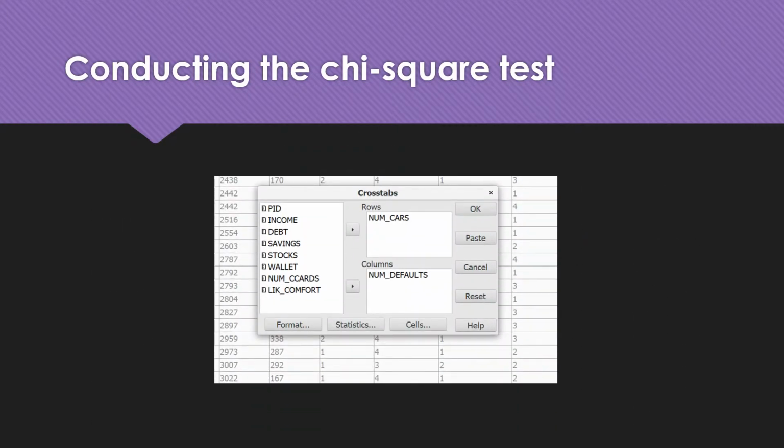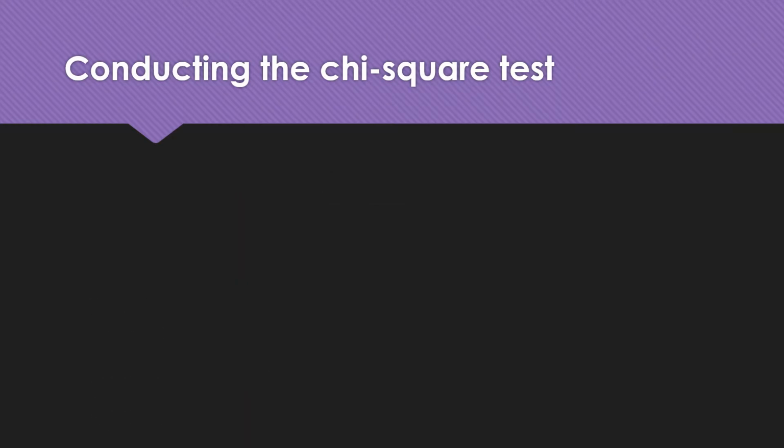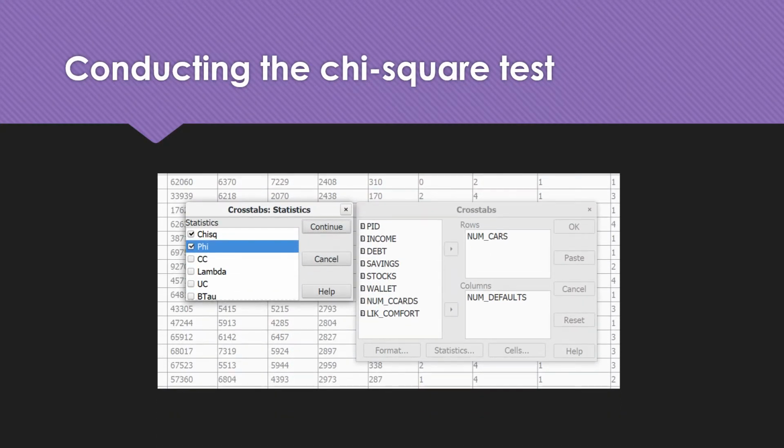We open the Crosstab table, and then over on our left-hand side, we select the variables that we are running the test on and send them over to the rows or the column test as the case may be. We then select Statistics. And once the Statistics tab is open, we simply check that our chi-square test and the Phi have been selected. We click Continue, and then back on the Crosstab, we select OK.